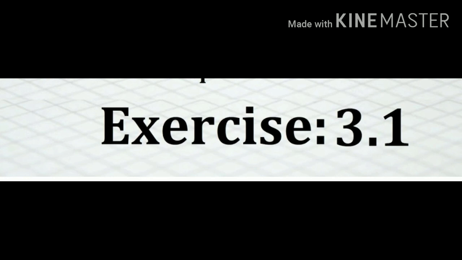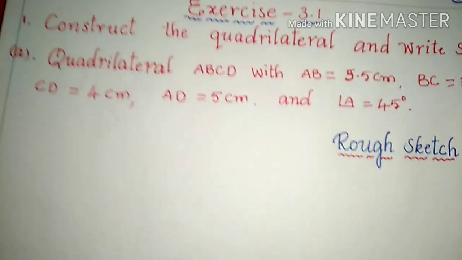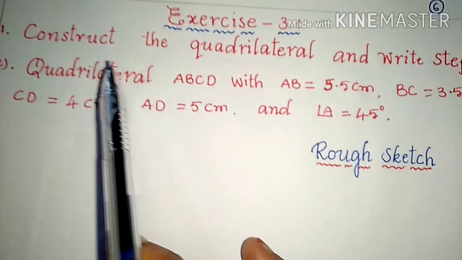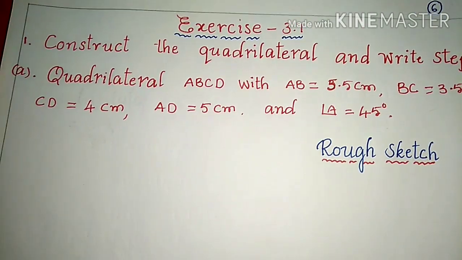Next, exercise 3.1 in the first problem. Exercise 3.1. Construct the quadrilateral and write steps. First, you must draw the diagram.